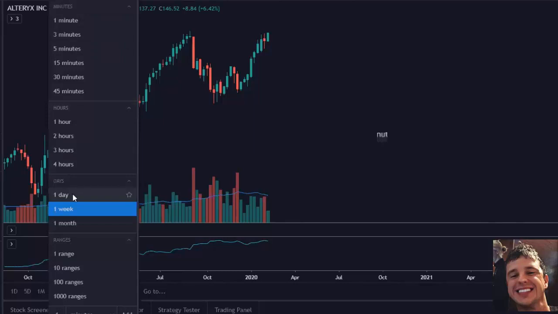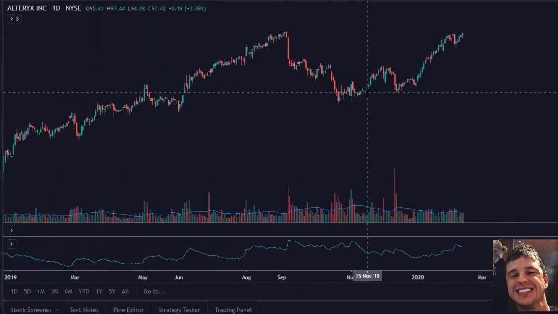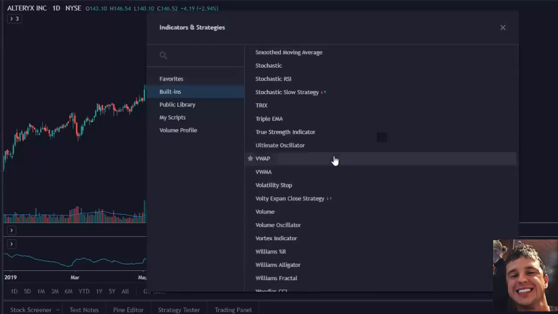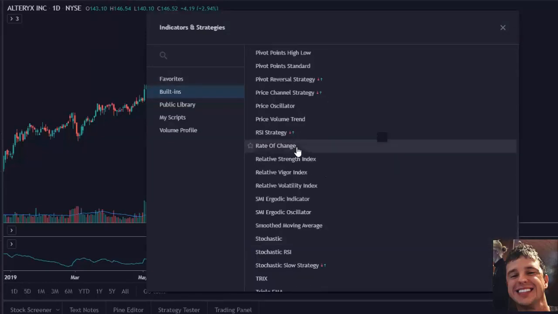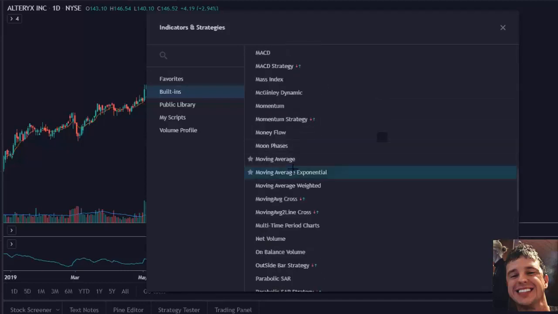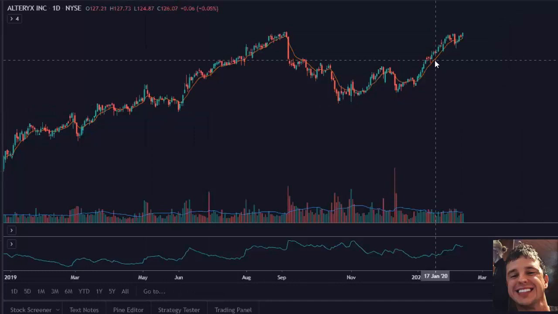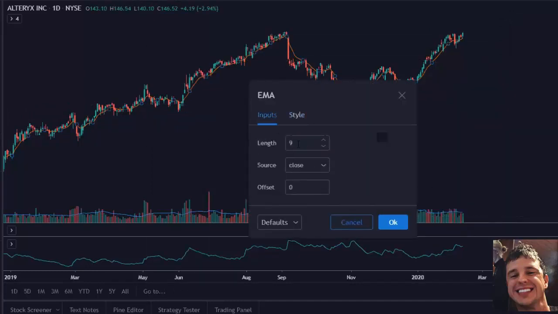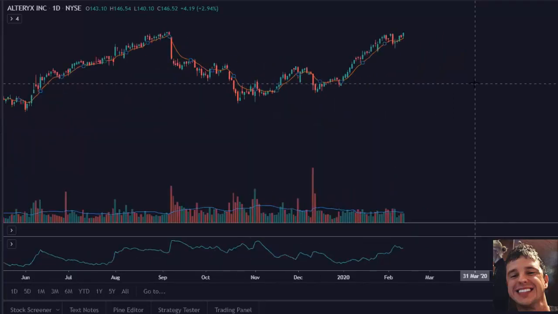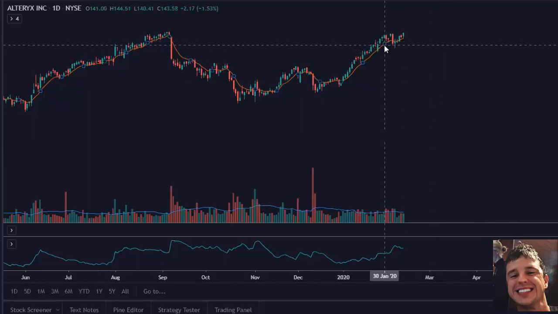Otherwise, if you don't want to go by weekly candlesticks, you can just put in an exponential moving average. And we'll leave it at a 9-day. So price did close under the 9-day, so we probably want to take a little bit more risk than that.